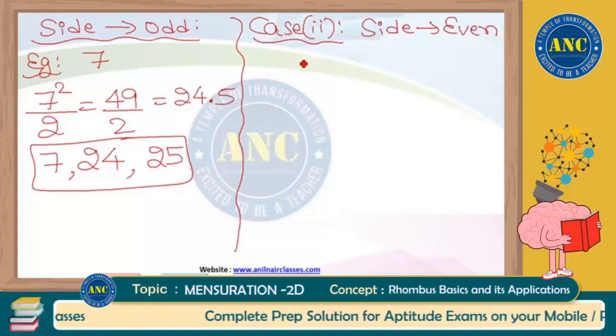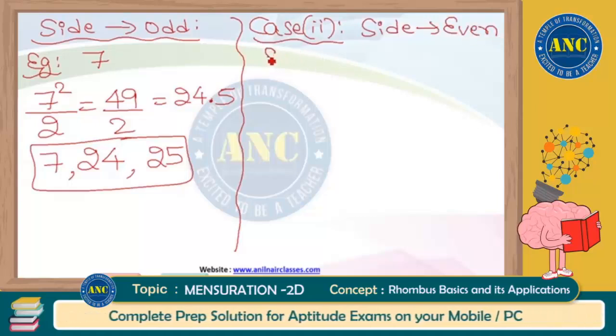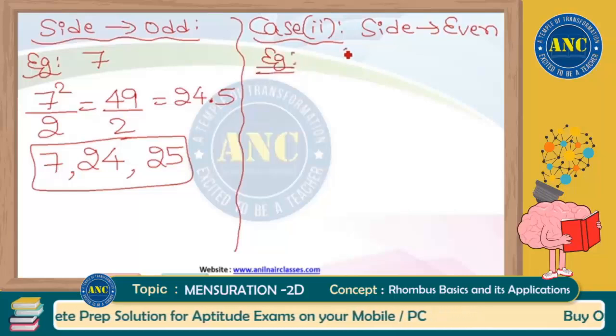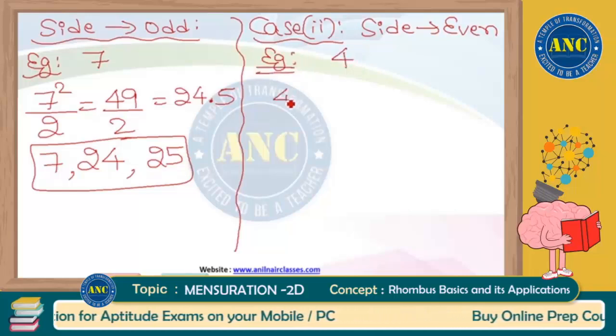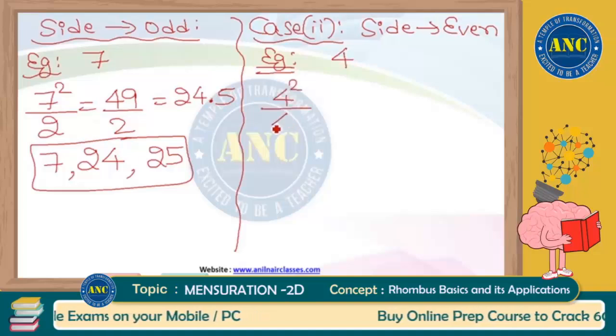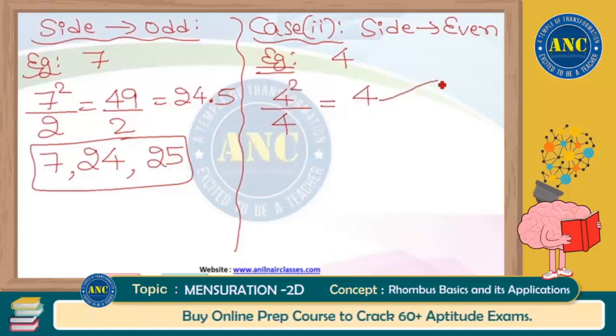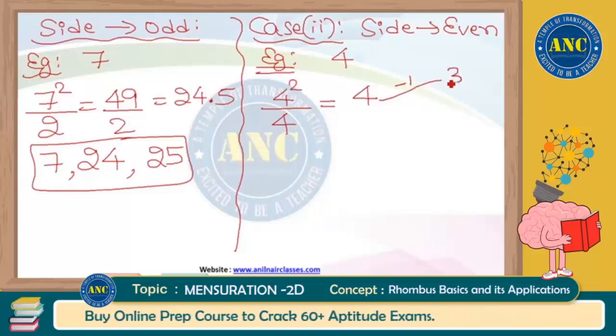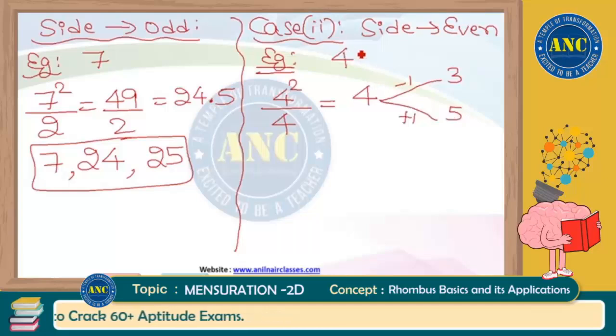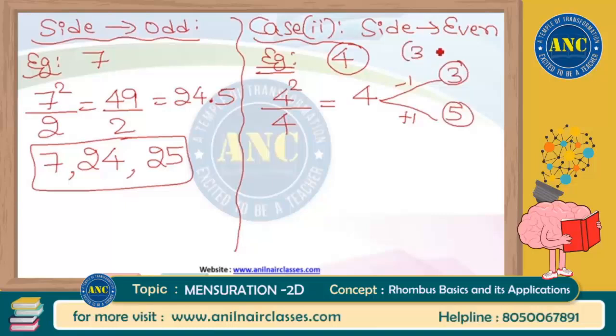Very, very easy, sir. You take a number which is an even number. For example, let me take it as 4. Square this. 4 square is 16. Divide by 4. 16 divided by 4 is 4. Subtract 1 from this. 4 minus 1 is 3. Add 1 to this. 4 plus 1 is 5. 4, 3, 5. 3, 4, 5 will form a Pythagorean triplet. We have already discussed this.